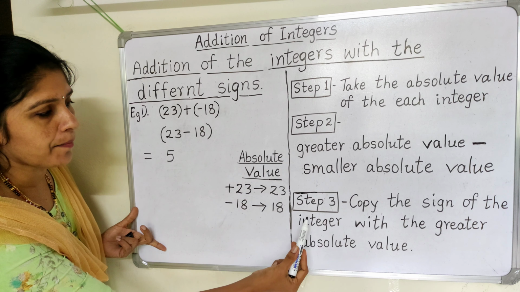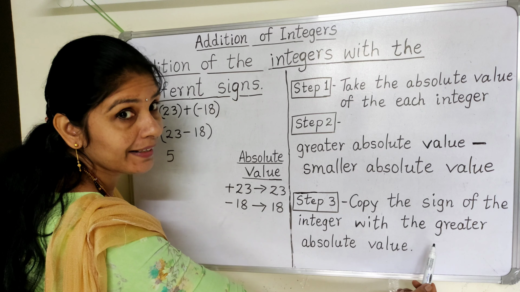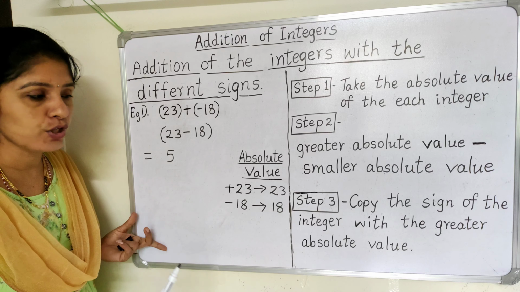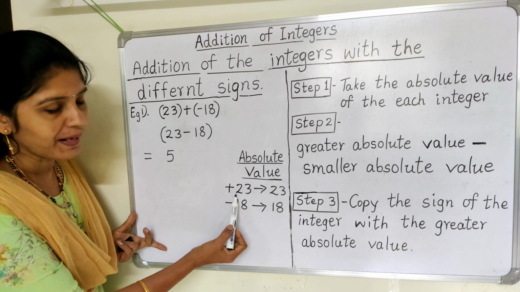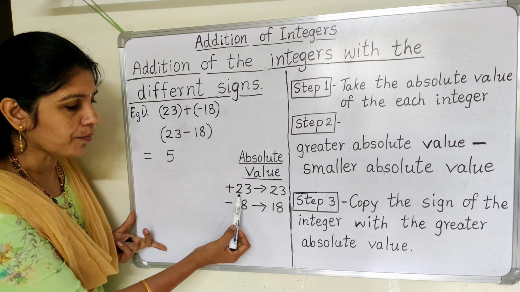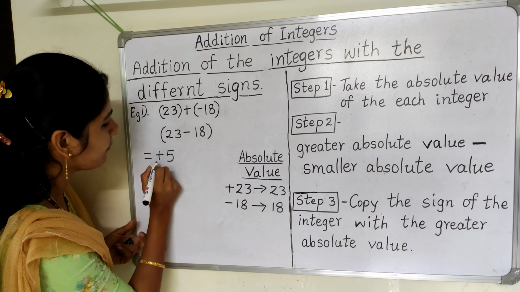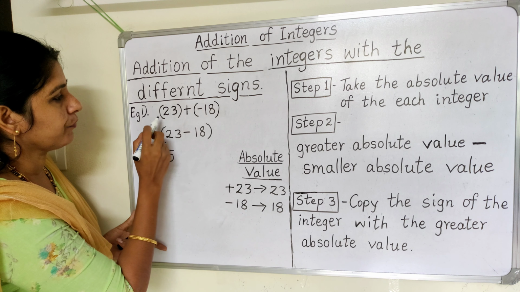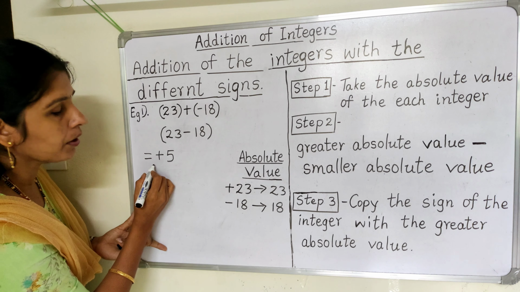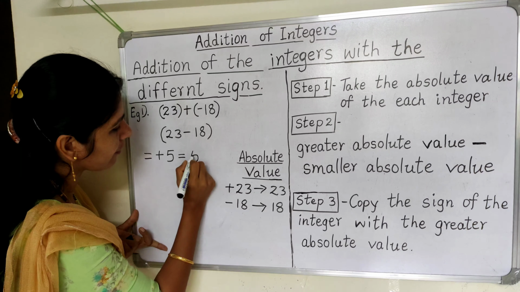Observe the third step. Copy the sign of the integer with the greater absolute value. The integer with the greater absolute value is plus 23. Write the sign of this number in the answer. So it is plus 5. Therefore, 23 plus minus 18 is equal to plus 5. It is the same as 5.